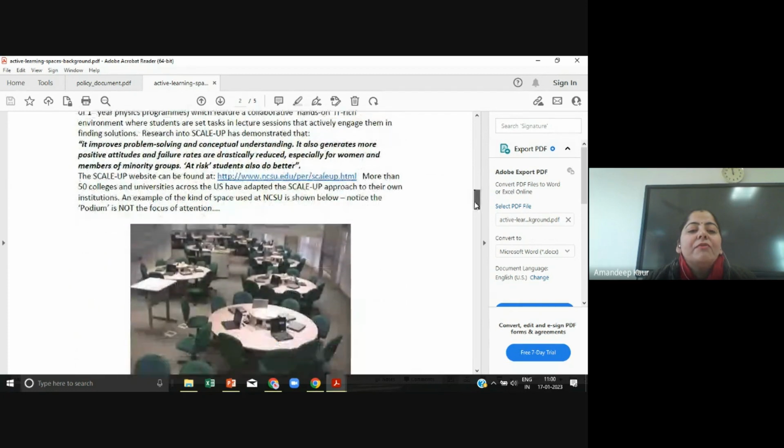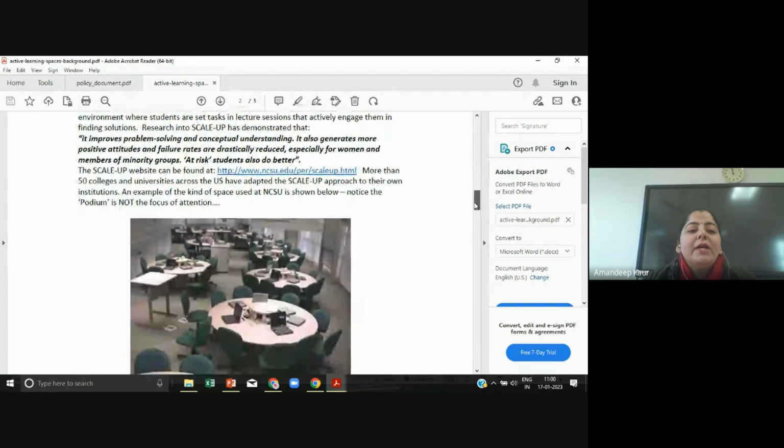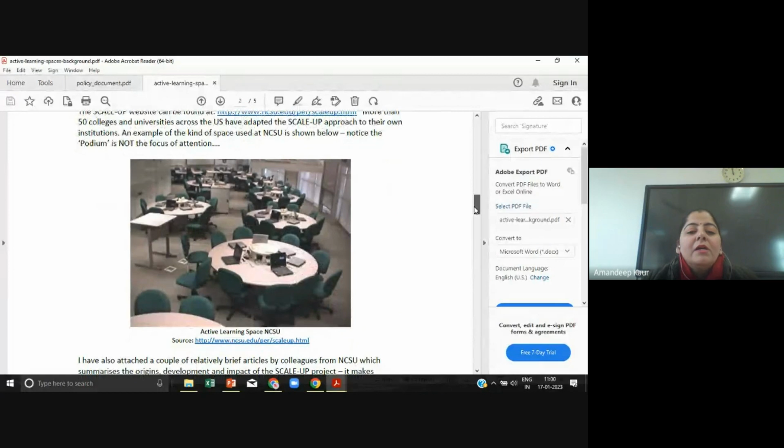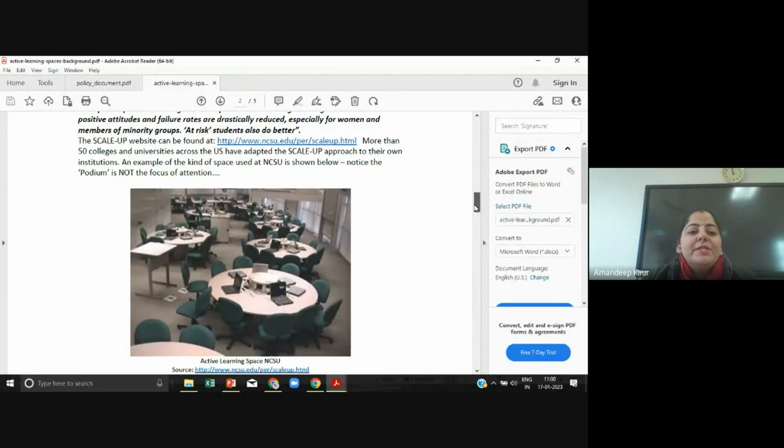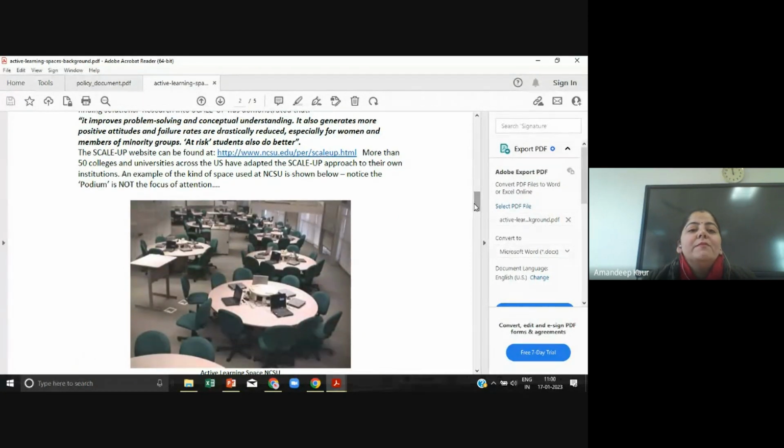Another example of an active learning classroom is the space at NCSU, USA University. It improved problem solving and conceptual understanding, and it also generated a more positive attitude, and failure rates are drastically reduced, especially for women and members of minority groups. At-risk students also do better.